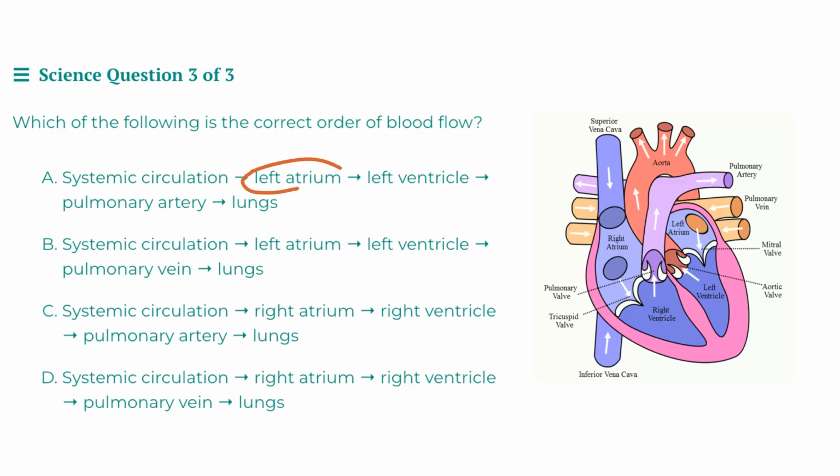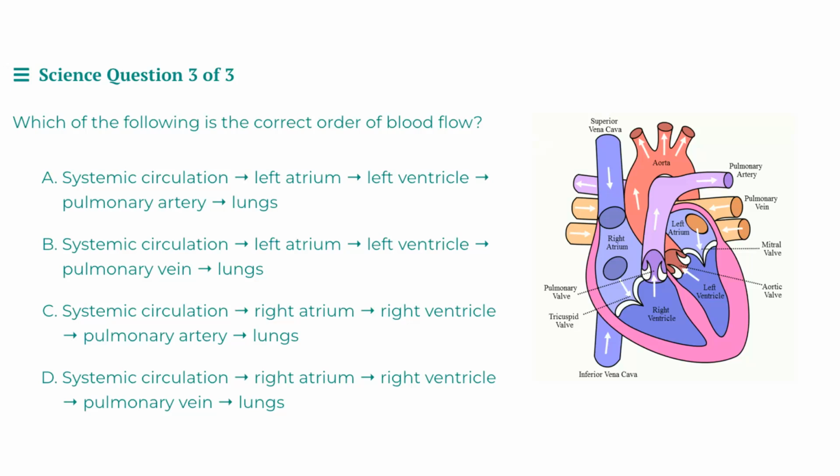So we have left atrium found in options A and B, and then in options C and D, we have the right atrium. Now, again, referring to our illustration here, we can see that blood will enter into the right atrium and then continue to the right ventricle. So with that said, we know that answer options A and B are not correct.